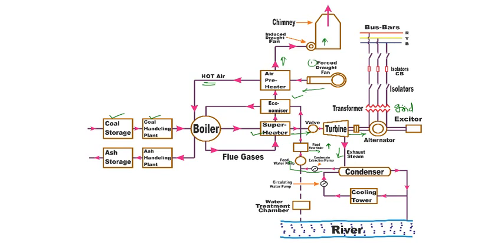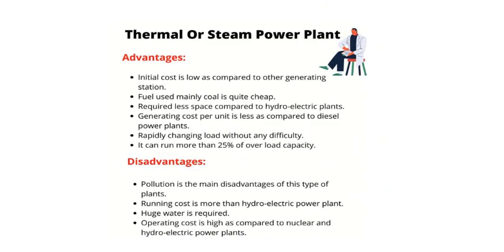The gases which are not needed go out to the chimney, and the ash is collected in the induced draft fan, so the ash does not go out of the chimney. These are the main workings of the steam power plant. Let's move forward to the advantages and disadvantages of this power plant. First, the initial cost is low compared to other generating stations.